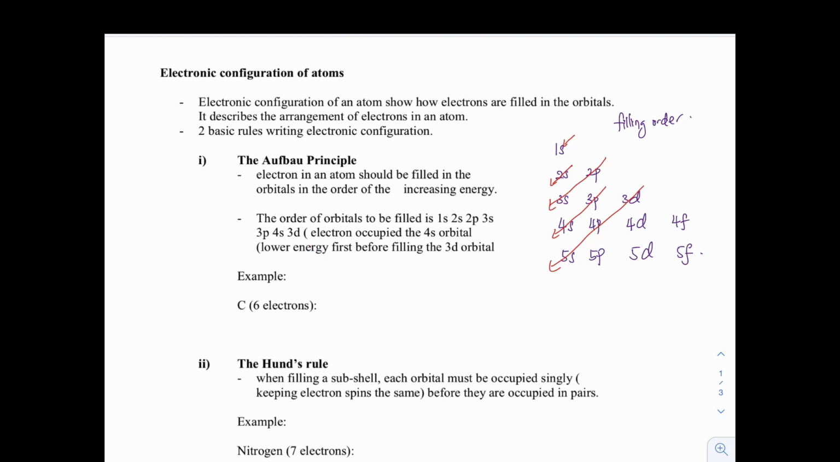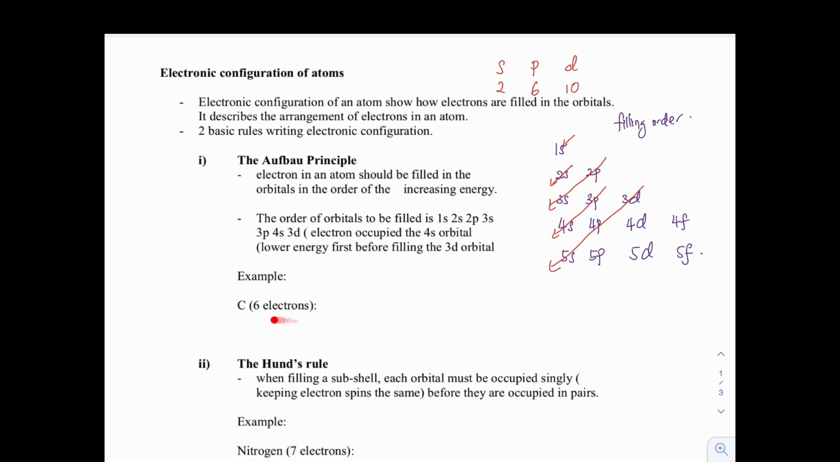So this is what we call the filling order, and the orbitals will be filled according to increasing energy level. Right now you need to know that for the s orbital, the maximum number of electrons it can hold is 2. For the p orbital, the maximum is 6 electrons, and for the d orbital, the maximum is 10 electrons. I'm not going to touch on the f orbital since it's not in our syllabus.